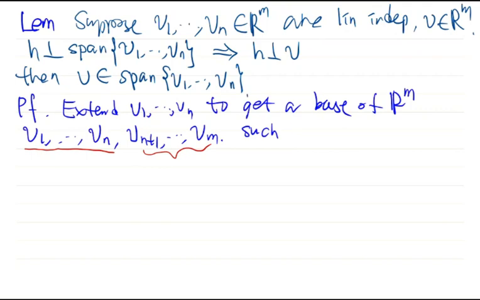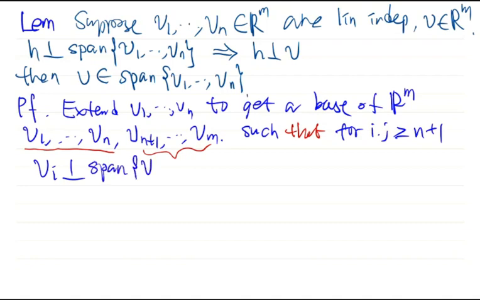Okay, that is such that for i and j greater than n, strictly, or greater than or equal to n plus 1, we have all these vi orthogonal to the span of v1, ..., vn, and also their inner product is delta ij.